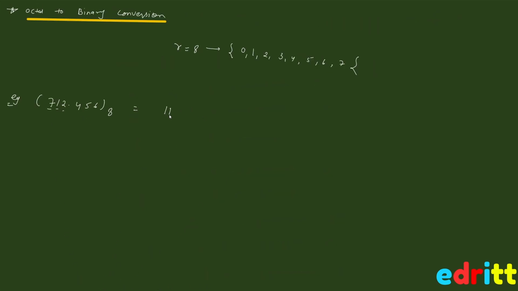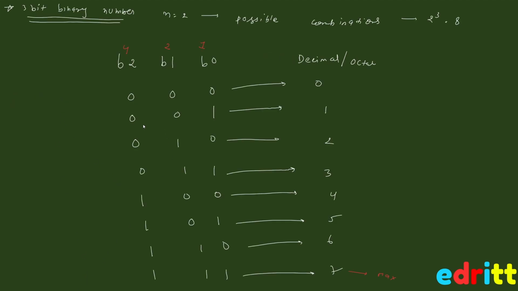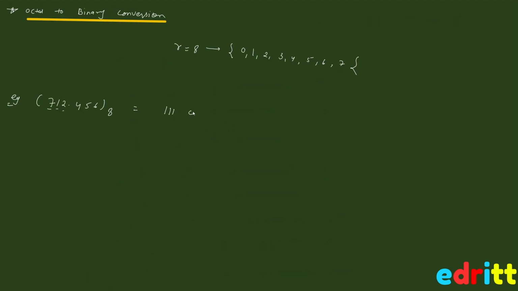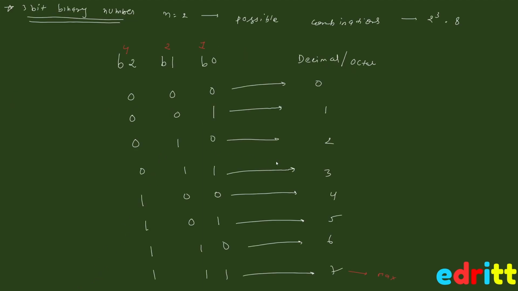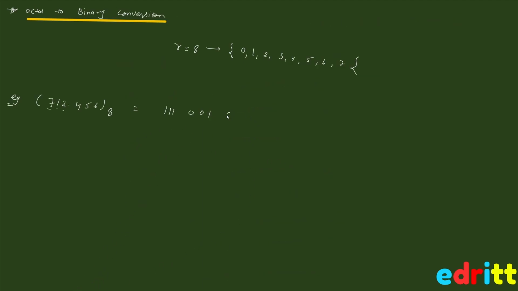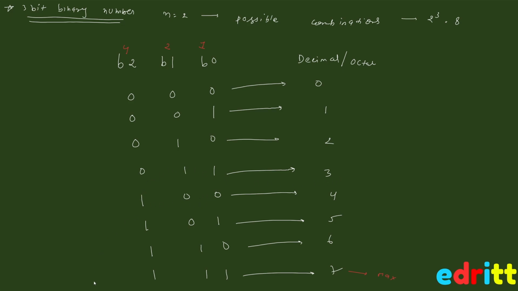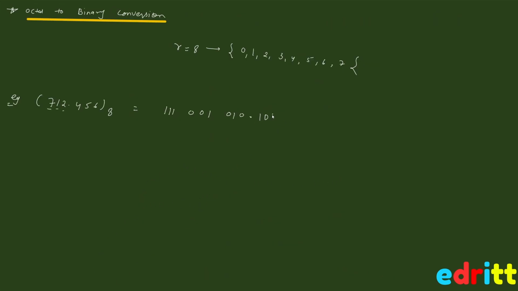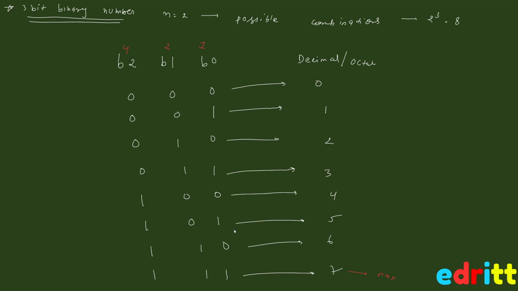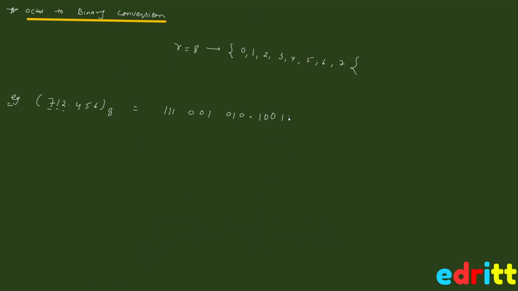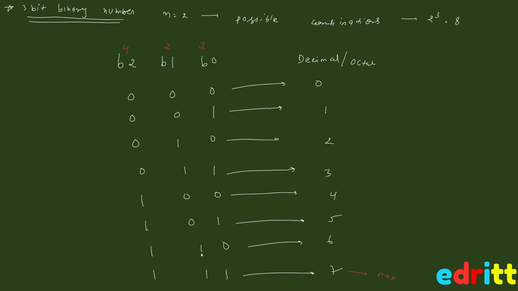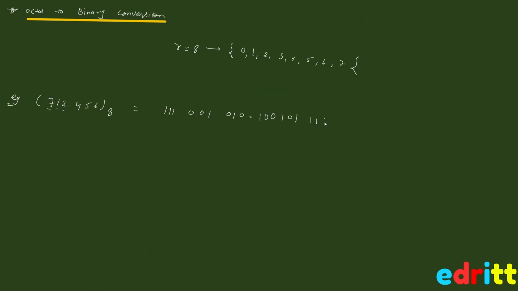I'll write down 111. And then this 1 has binary equivalent of 001, so I will simply write 001. And then this 2 has equivalent of 010, so I will simply write 010. And then this point as it is. And then this 4 has equivalent of 100, so I will write 100. And then this 5 has equivalent of 101, so I will simply write 101. And then the 6 has equivalent of 110, so I'll simply write 110. This converts your octal number into the equivalent binary number.